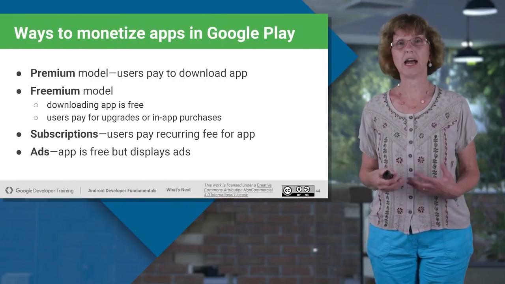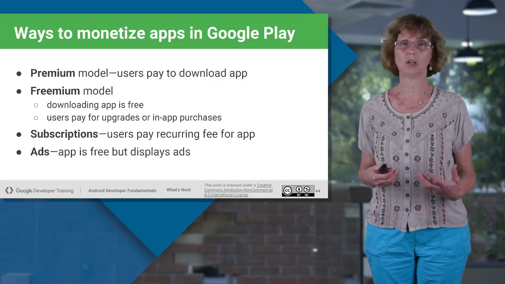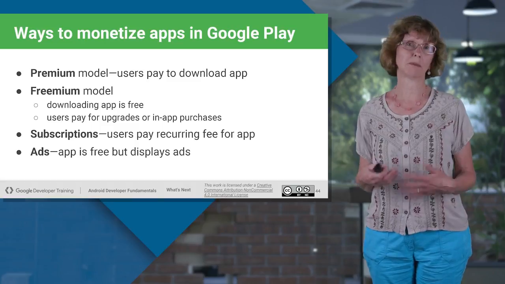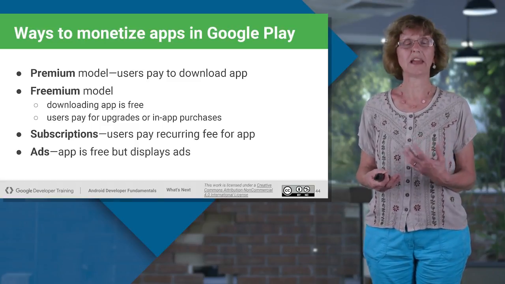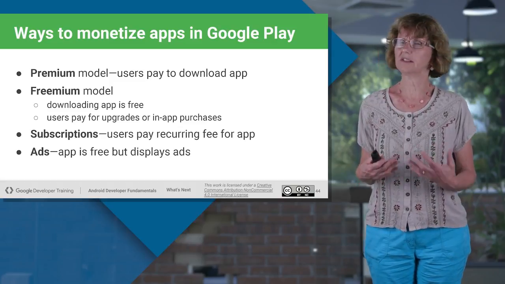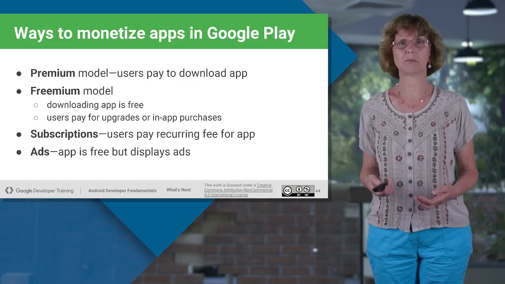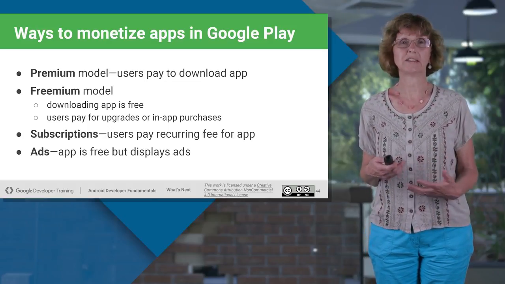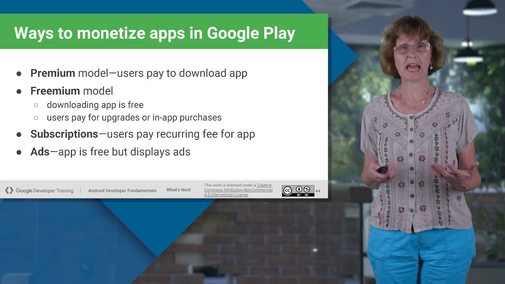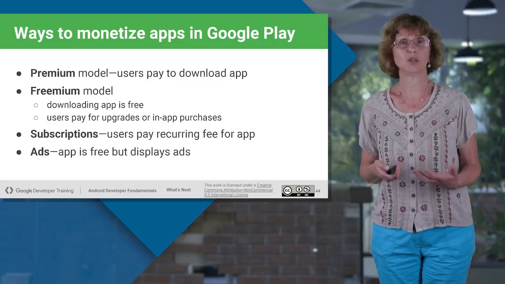So at a high level, there's 4 different models. There's the premium model, which basically means that your user must pay to download the app. The freemium model, where they can download it for free, but then once they start using it, there's things that they can buy in the app. Subscriptions, which is where the user pays a fee to keep using the app. And then ads. You let your user download the apps for free, but you show them ads.